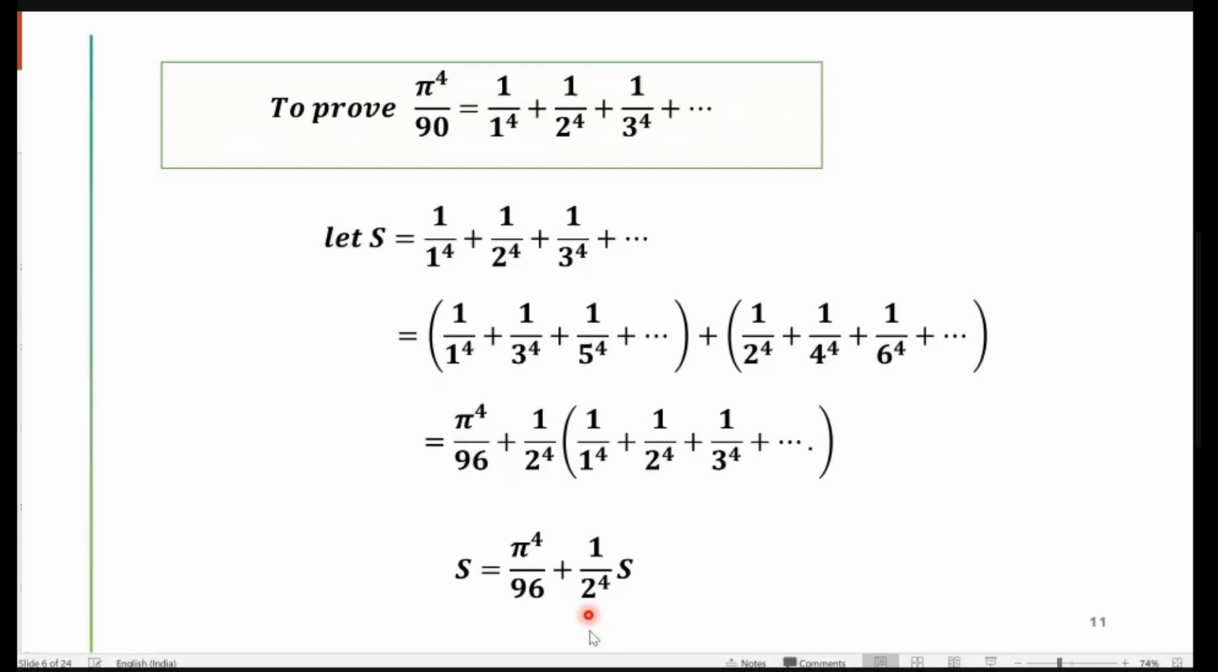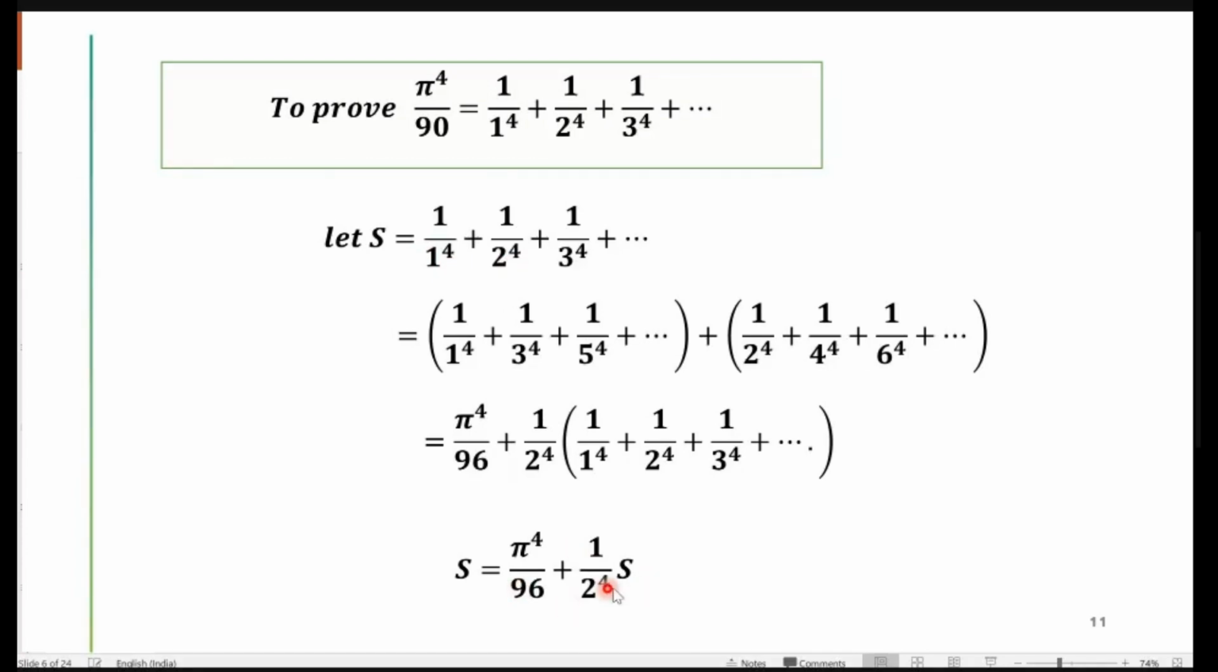So 2 raised to 4 is 16. So we will get S is equal to... So what we are doing is taking the right hand side as S and then splitting this right hand side part as some of the odd terms and some of the even terms. Odd terms already we have the answer. From the even terms, we take 1 upon 2 raised to 4 common. So once we take 1 upon 2 raised to 4 common, the remaining part is same as your S function. So here 1 upon 2 raised to 4 S.